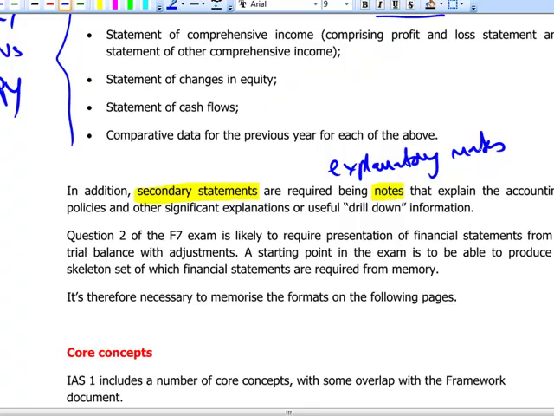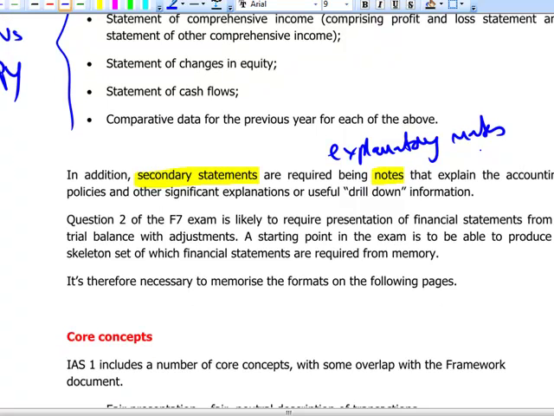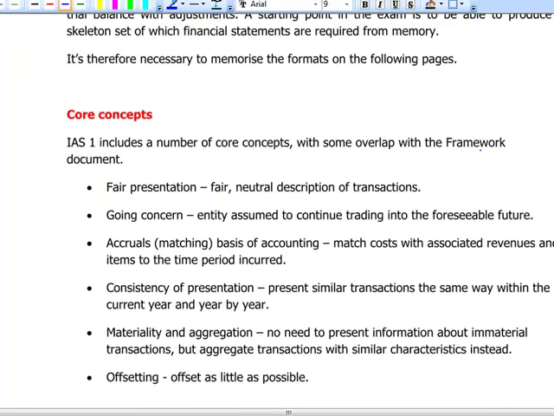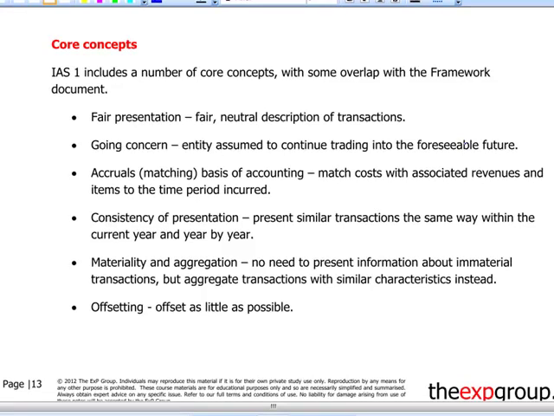In question 2 of the exam, you will be asked to produce either a statement of changes in equity together with a statement of comprehensive income, or a statement of financial position, for an individual company. You need to know the pro formas pretty well, which we will be covering, together with the core concepts included in IAS 1, which are the following.